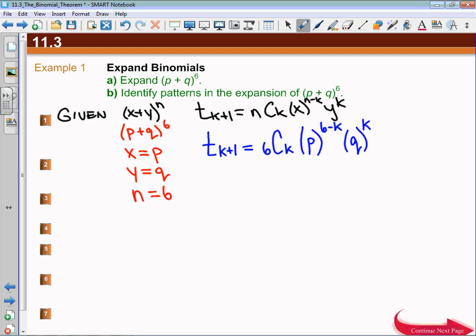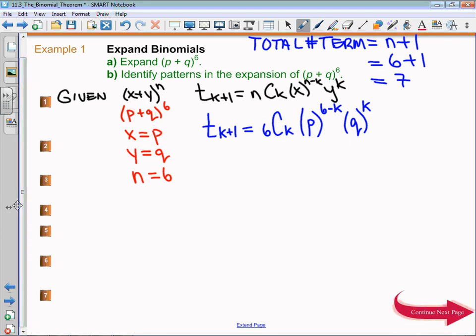Now, the reason why this is so powerful is what I can do to find, and another important idea before I forget, sorry about that, is the total number of terms is always n + 1. So this particular question is 6 + 1. We are going to have 7 total terms. And students really struggle a little bit with that.